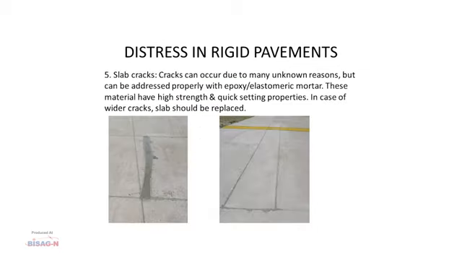Again, these slab cracks occur due to many unknown reasons, but they can be addressed properly with the epoxy and elastomeric material. These materials have very high strength and quick setting properties. In case the cracks are more and the width is more, then the complete slab should be replaced. Here you can see a slab has been replaced, and here you can see elastomeric material or epoxy mortar has been used to repair this crack.